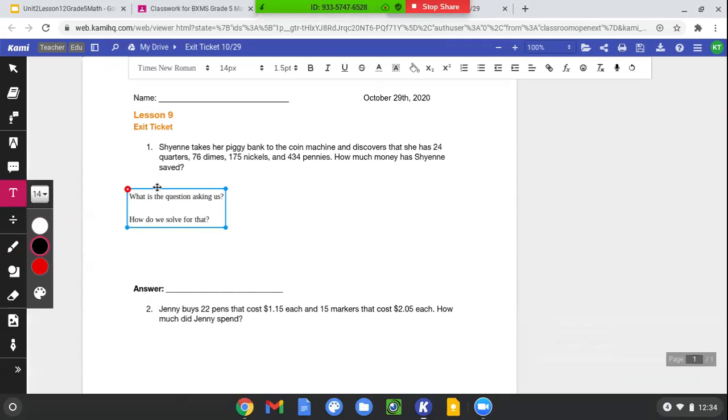Okay, so Cheyenne takes her piggy bank to the coin machine and discovers that she has 24 quarters, 76 dimes, 175 nickels, and 434 pennies. How much money has she saved? So, what is the question asking us? It wants to know the total amount of money in her piggy bank.